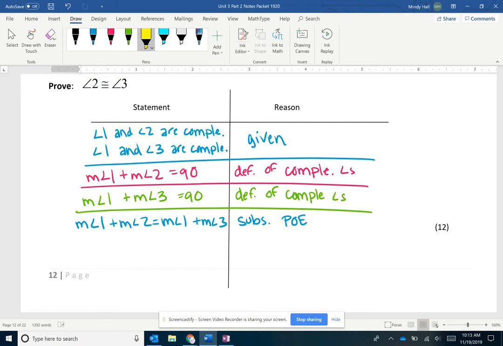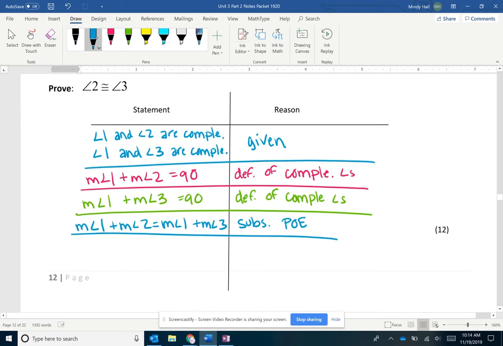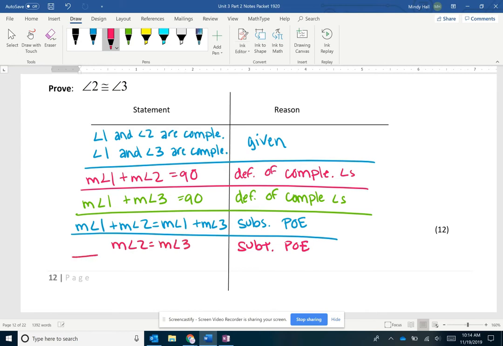There it goes. So then, once I have that, notice I have the measure of angle 1 on both sides, so I can subtract the measure of angle 1. And when I do that, I get that the measure of angle 2 equals the measure of angle 3. And if 2 equals 3, then that means that angle 2 is congruent to angle 3 because of the definition of congruence again. Okay?